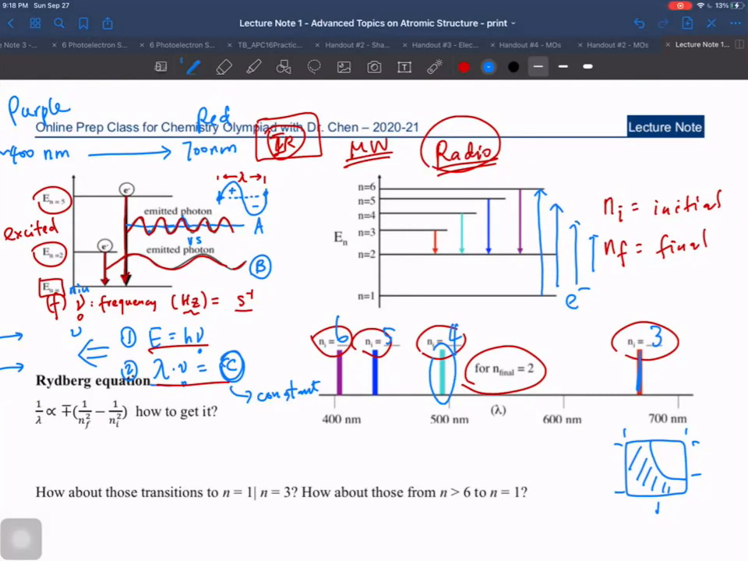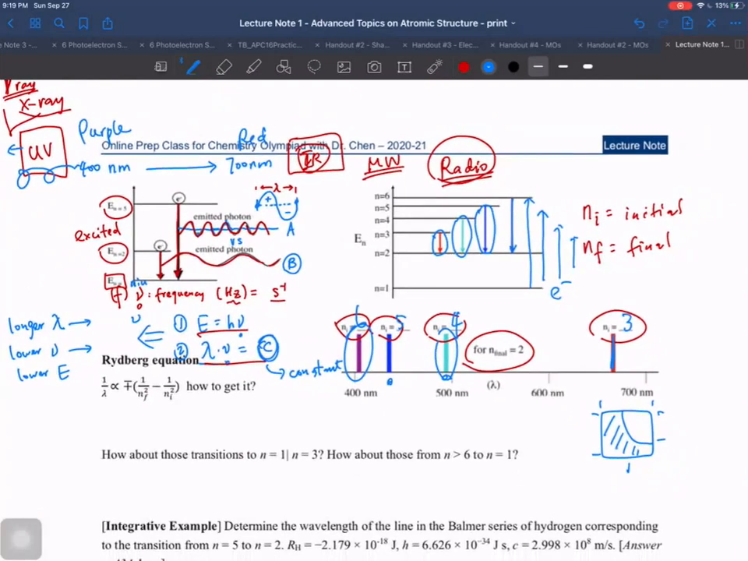And then they will transit back. When they transit from 6 to 2, they emit a relatively higher energy of light, which is the purple one. And then 5 to 2 is the blue one, 4 to 2 is this one, and 3 to 2 is this one, the red one. Those 4 lines are in the visible range. I think we explained first why it is emission, secondly why there are 4 lines, right? But there is another question for you to think about.